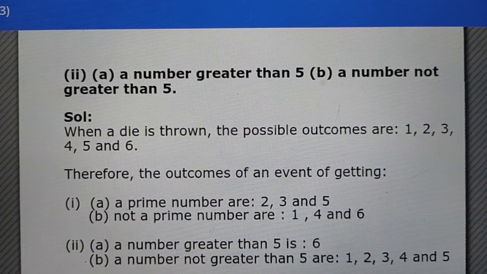So in this question we just listed out the outcomes which are required. Either a prime number is required, or a not prime number is required, or a number greater than 5 is required, or a number not greater than 5 is required.